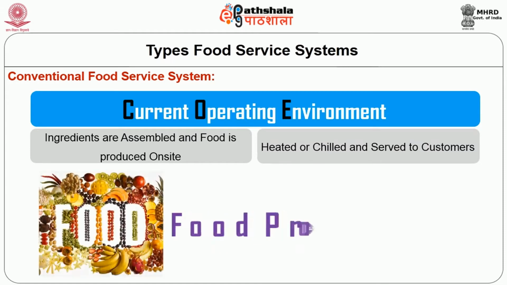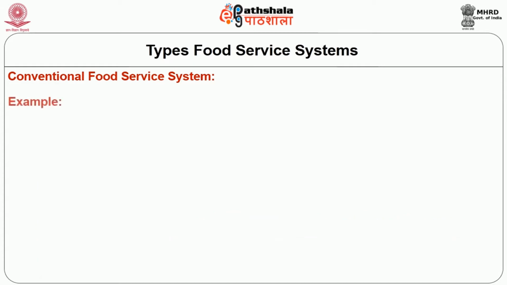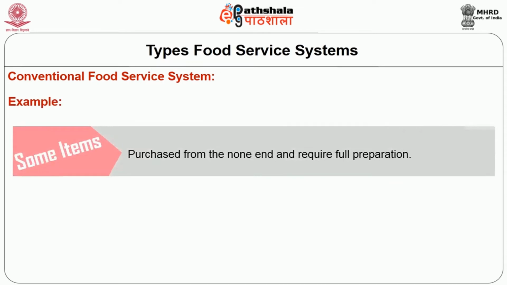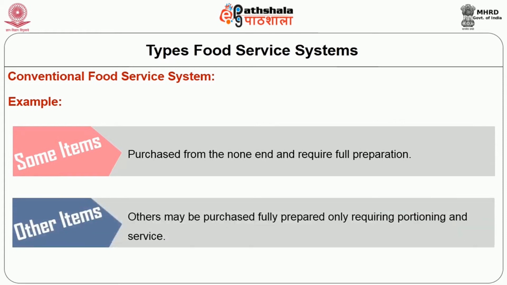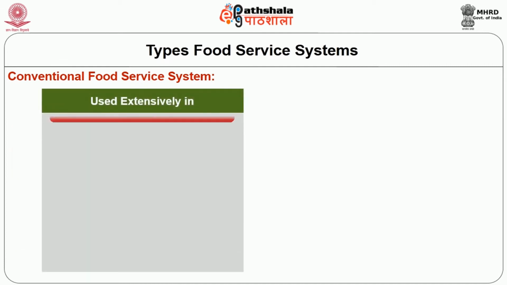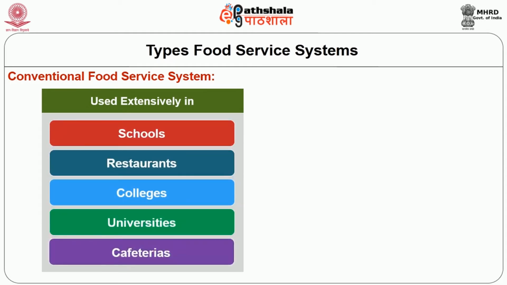As seen in this figure, food is purchased all along the food processing continuum. For example, some items may be purchased from the none end and require full preparation, and other items may be purchased fully prepared, only requiring portioning and service. Conventional food service systems are used extensively in schools, restaurants, colleges, universities and cafeterias.